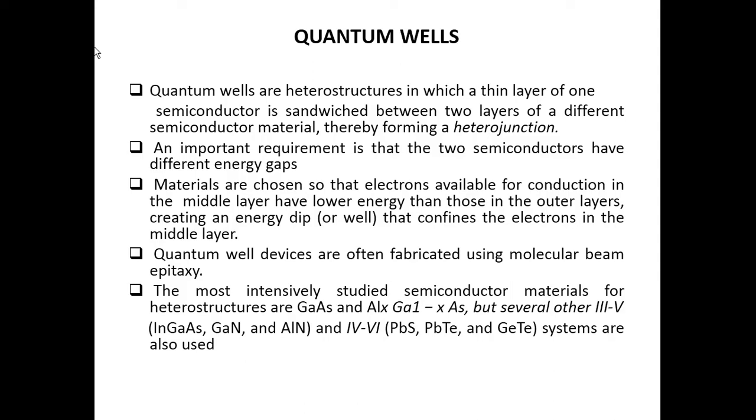Okay, because there are so many materials coming under the group of III-V materials, and many materials which come under the group of IV-VI materials, in the table. Such III-V materials include, of course, aluminum gallium arsenide, indium gallium arsenide, gallium nitride, aluminium nitride, and in the IV-VI materials, lead telluride, PbTe, and germanium telluride type materials.